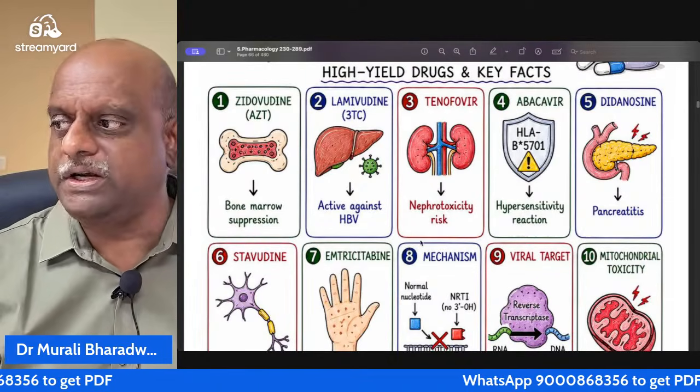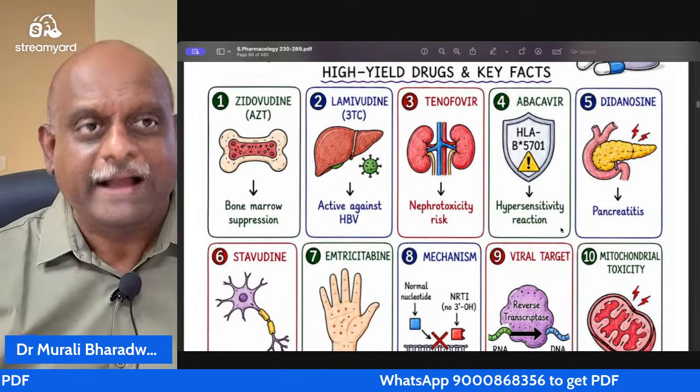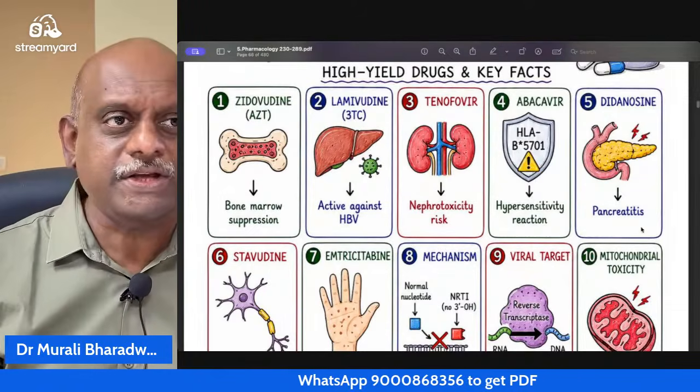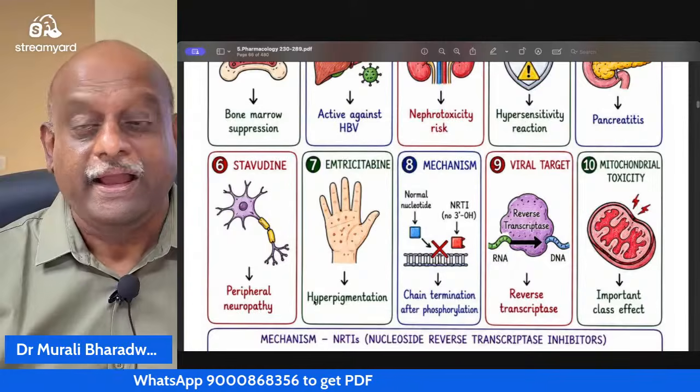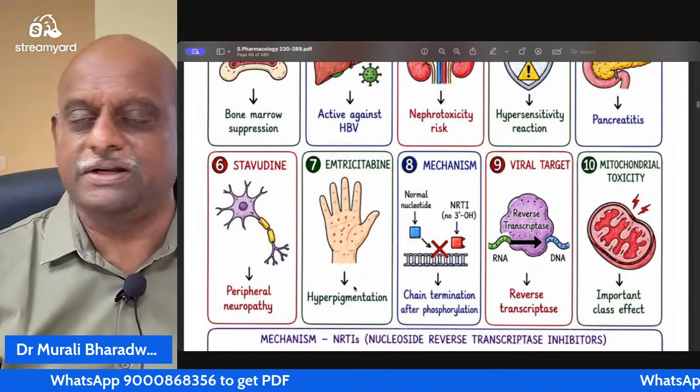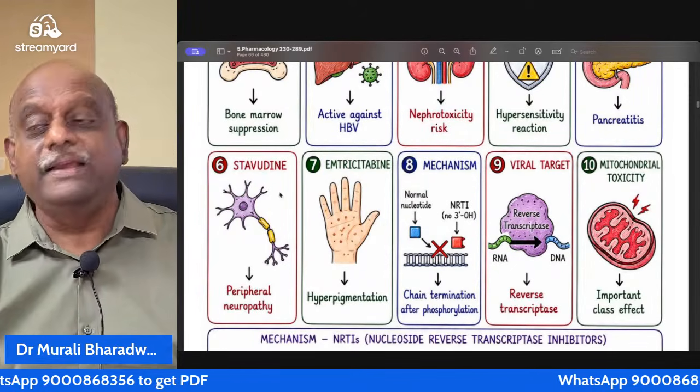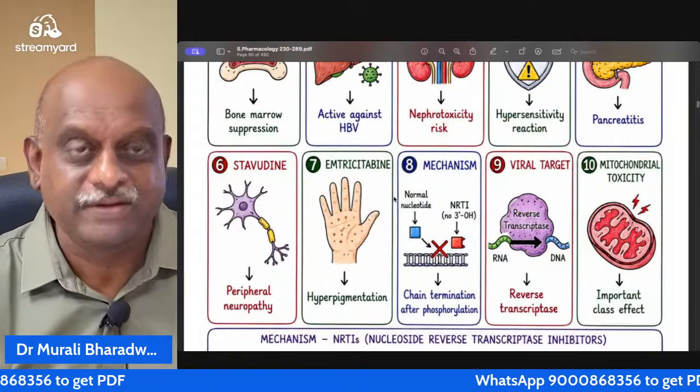Now, zidovudine, bone marrow suppression. Lamivudine, not only HIV, it is also active against HBV. Tenofovir, nephrotoxicity. Abacavir, hypersensitivity. Didanosine, pancreatitis. Stavudine, peripheral neuropathy. Emtricitabine, hyperpigmentation. These are the things you need to remember.